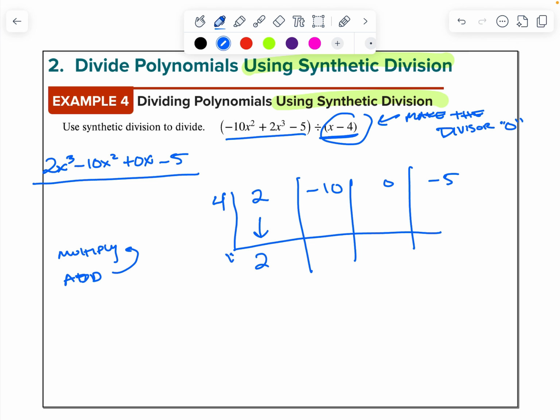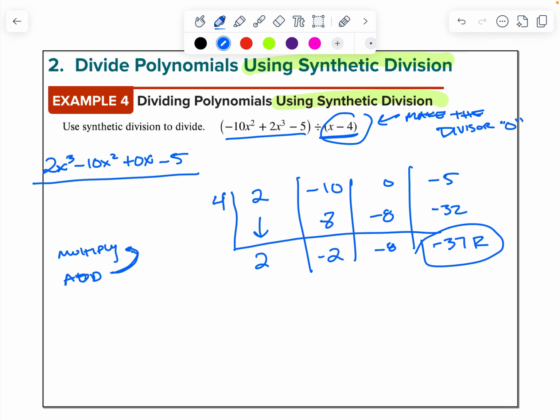So first, multiply. Again, I'm multiplying by this number right here. So 2 times 4. That would be 8. Now add. Negative 10 plus 8. Negative 2. Now we loop back. Multiply. Negative 2 times 4 is negative 8. Add. Negative 8. I'm just adding straight down, right? Then multiply. 4 times negative 8 is negative 32. Then add straight down. Negative 5 plus negative 32 is negative 37. This number on the end is your remainder.